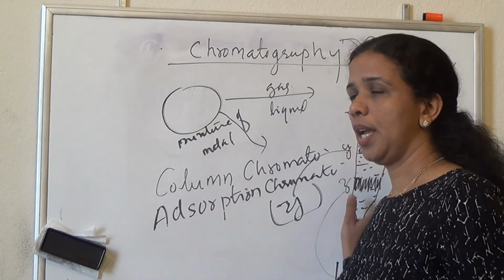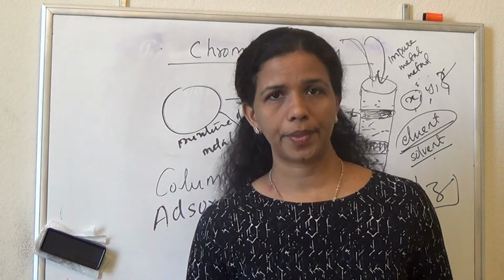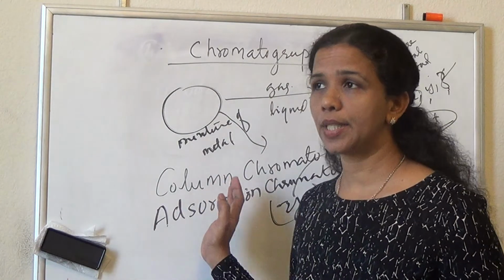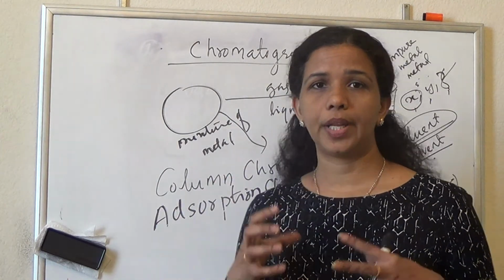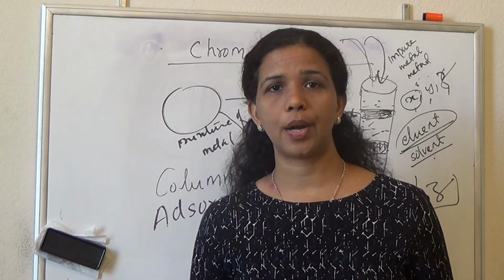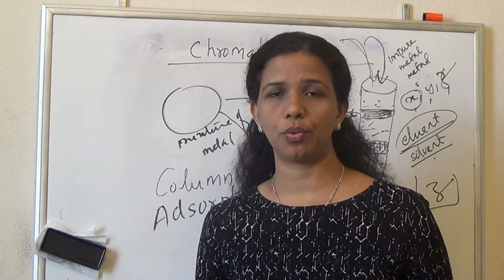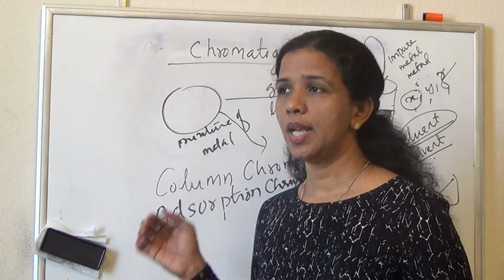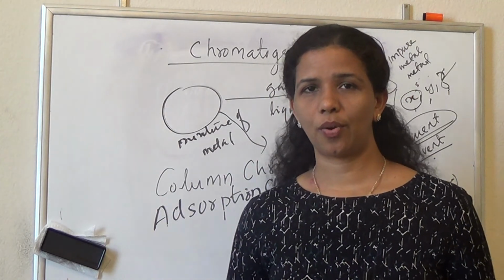Here we are using an adsorbent filled in a column. That is why it is called column chromatography. It is based on the principle that the different components in a mixture have different adsorption rates towards a particular adsorbent. Based on that principle, we are separating metals.